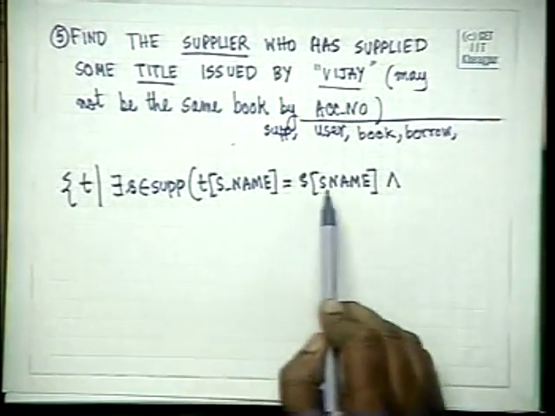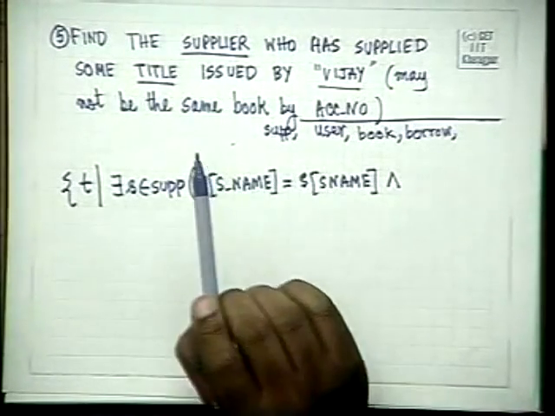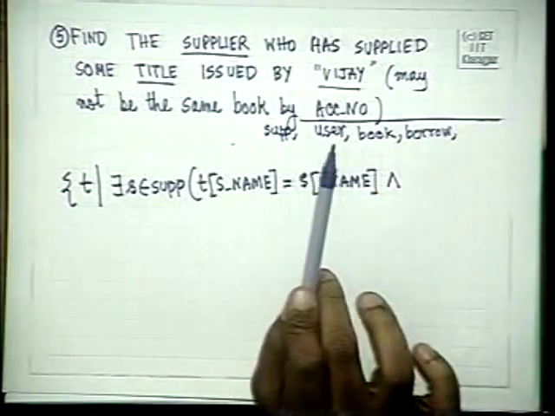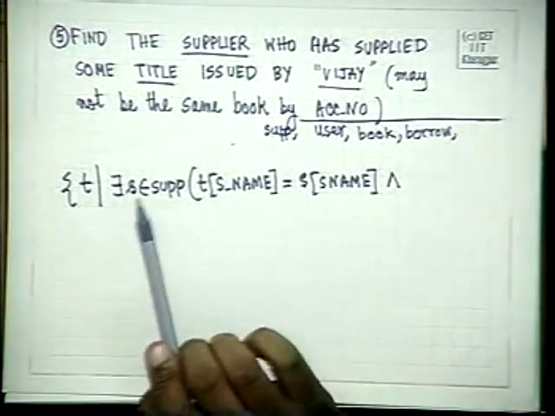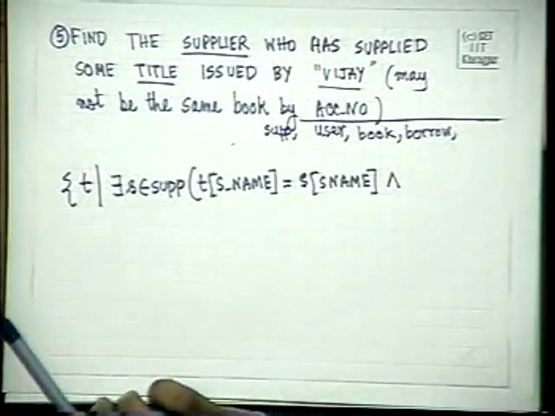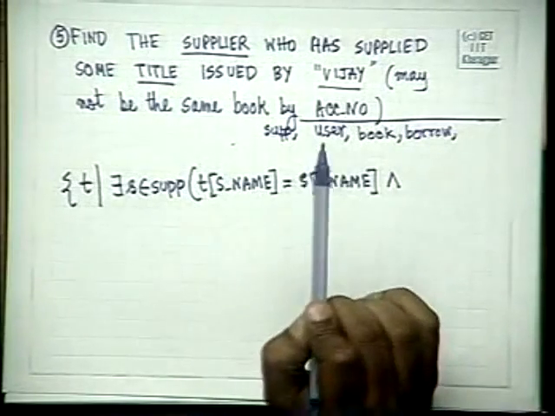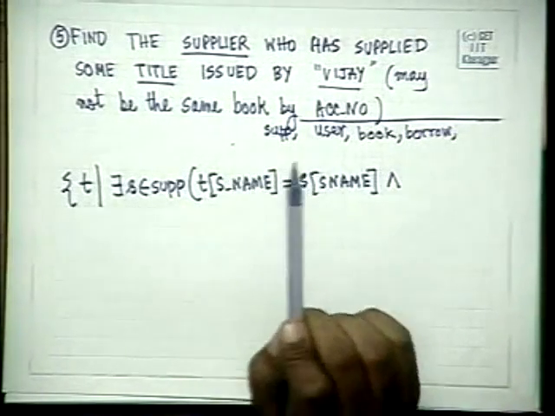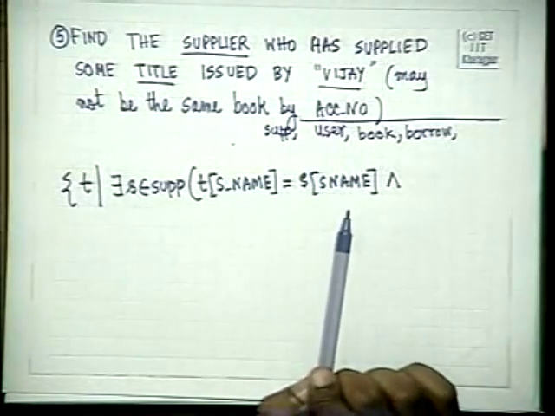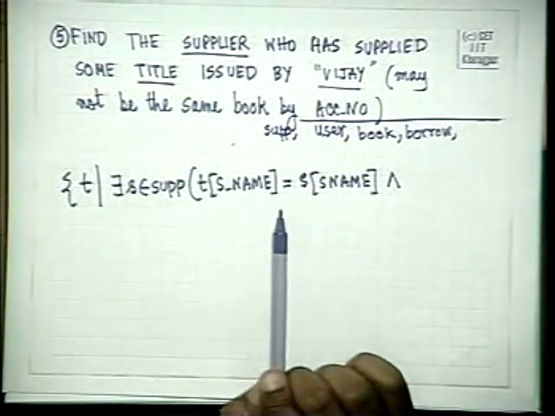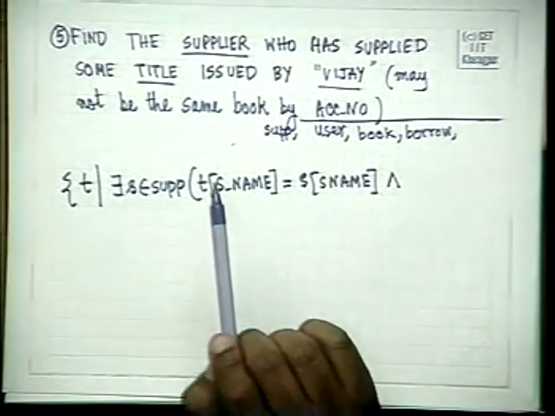So you have to get the supplier name who has supplied a title to Vijay. Sorry, he may not have supplied the title to Vijay. He may have supplied it to anybody. Now Vijay will issue a particular book. That book will have an accession number and a title. There may be another book with the same title, and that accession number of that book, the second book which has the same title, may have been supplied by this supplier. So this will use all the four and will use book twice.